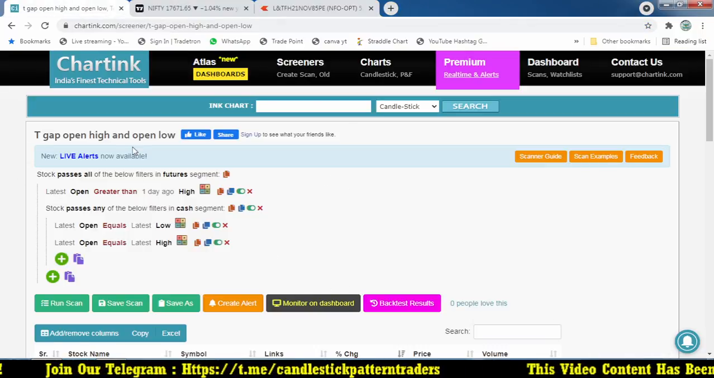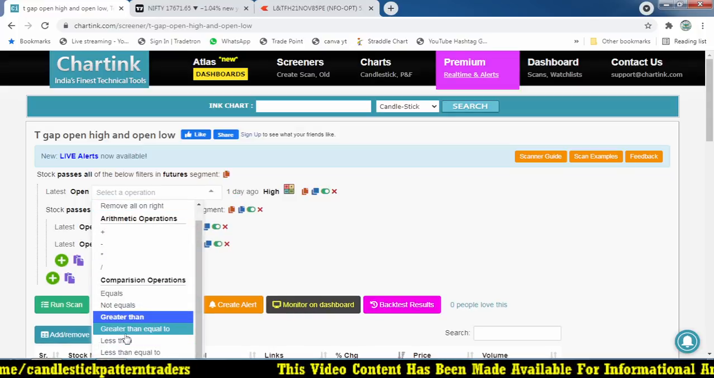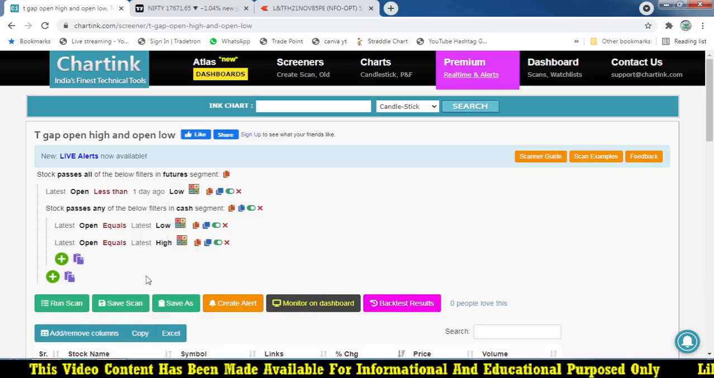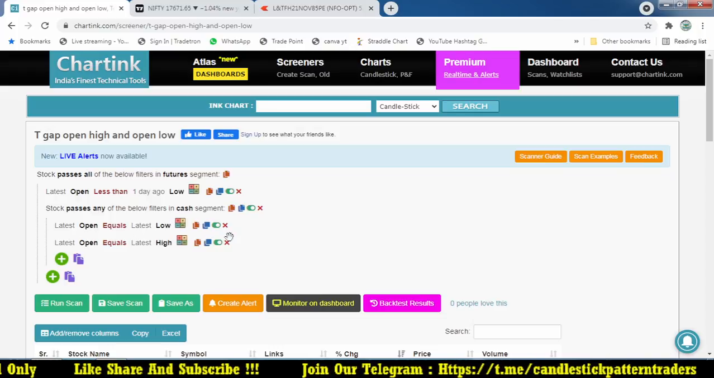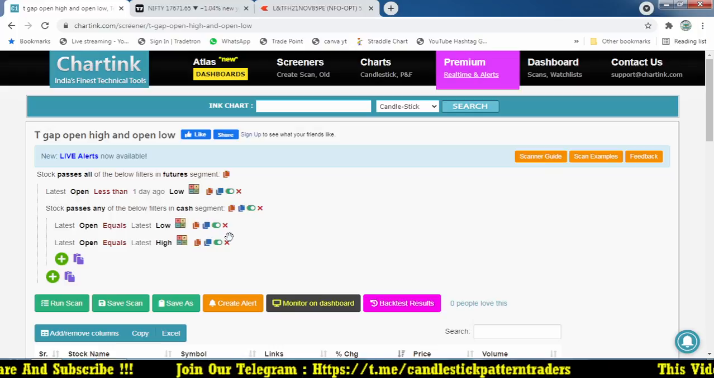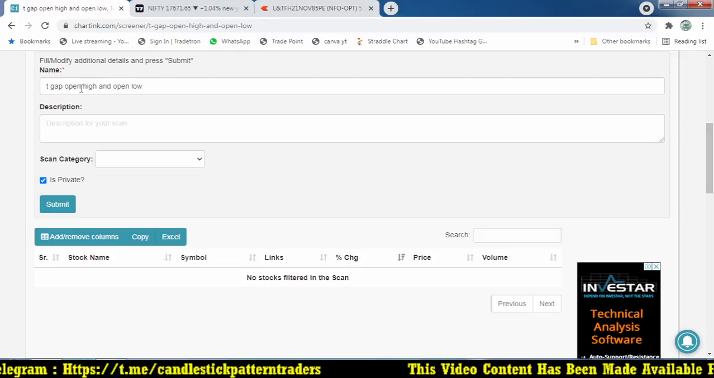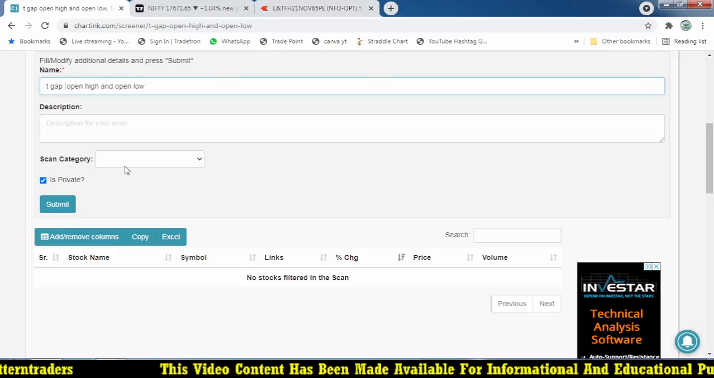So this is the gap up code, and I'm going to create the code for gap down, which is very simple. Less than 1 day ago low, and nothing else changes. The stock opened below the previous day low, so that is called a technical gap down stock. And here I filter out the open low as well as the open high. Now I'm going to save the scan as open technical gap up, technical gap down here.